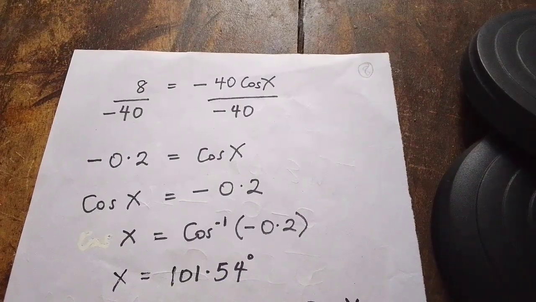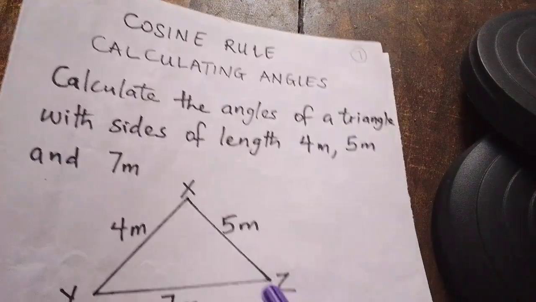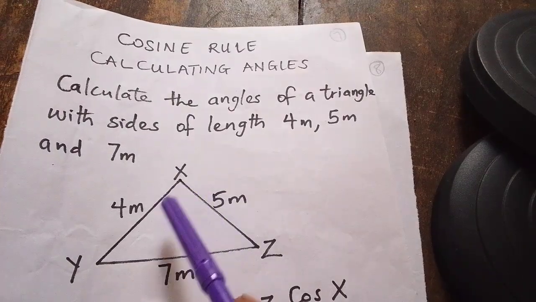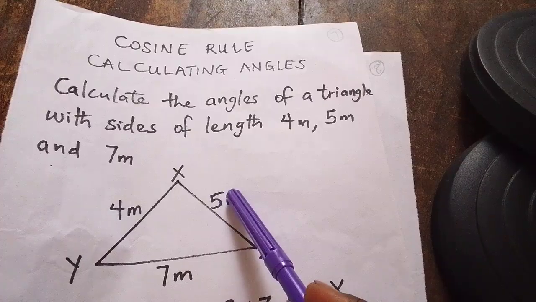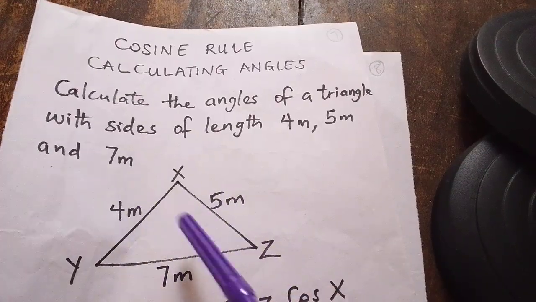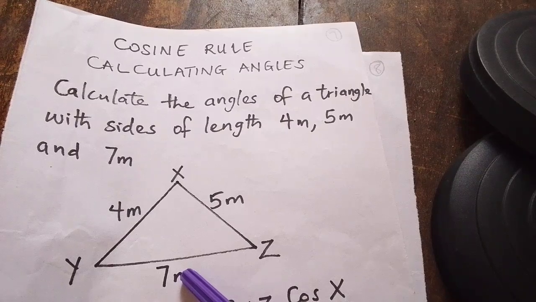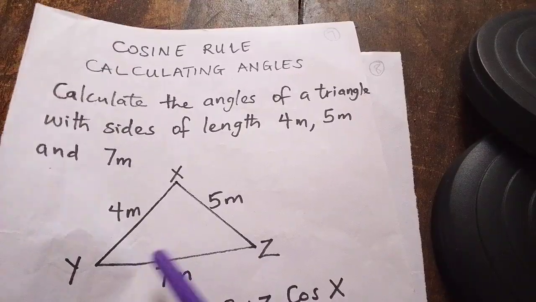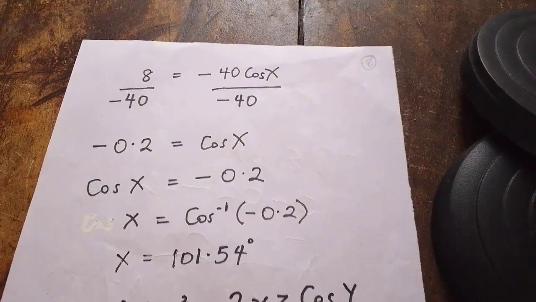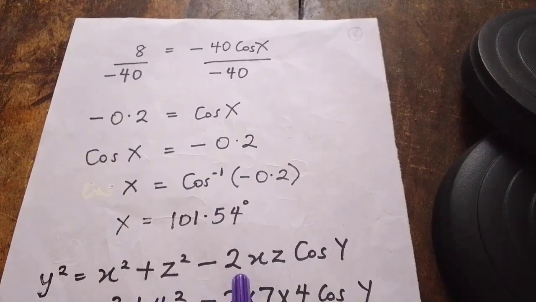Now let us try to get the other angle, which is y. We've been able to get the angle here, then let's look for the angle here. The square of this side, which is y squared, should be equal to the squares of the other two sides, that's z squared plus x squared, minus 2 times z times x, cos y. So for y, y squared is equal to x squared plus z squared minus 2xz times cos y.